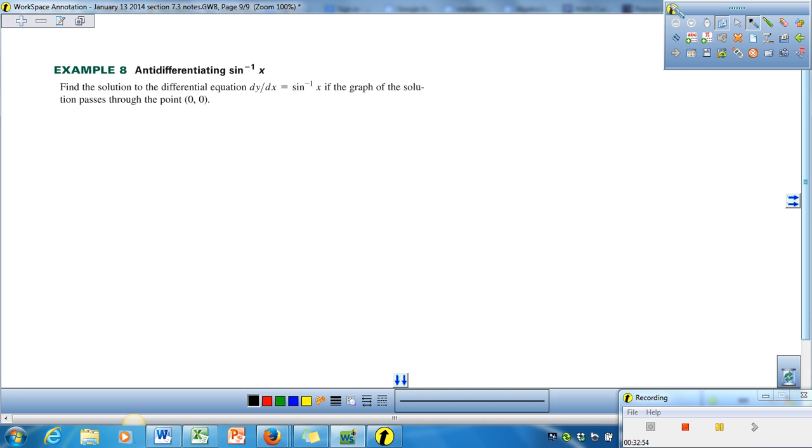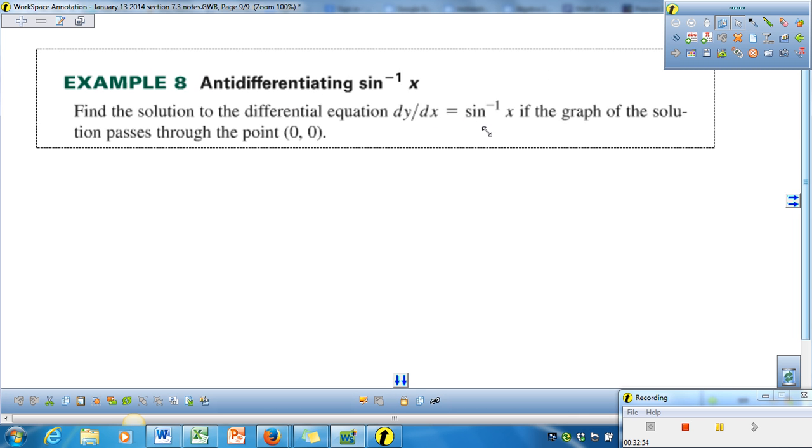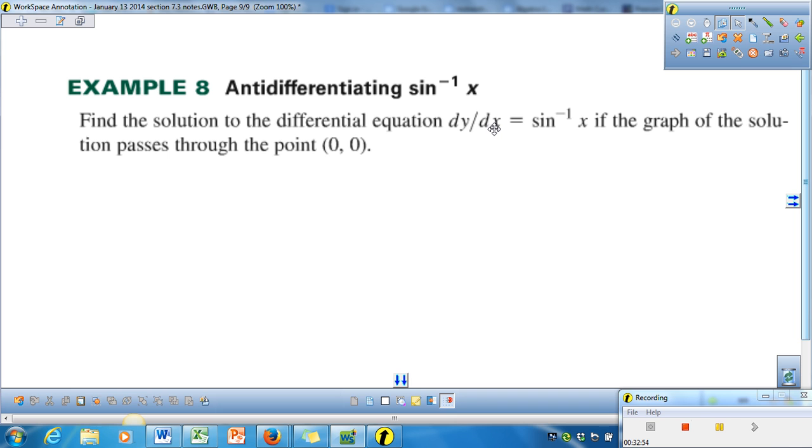All right, last one. This one has your favorite thing in it. Inverse trig. Find the solution to the differential equation dy/dx equals sine inverse of x. The graph of the solution passes through the point (0, 0). All right, so first off, I am solving a differential equation. dy/dx equals sine inverse of x.